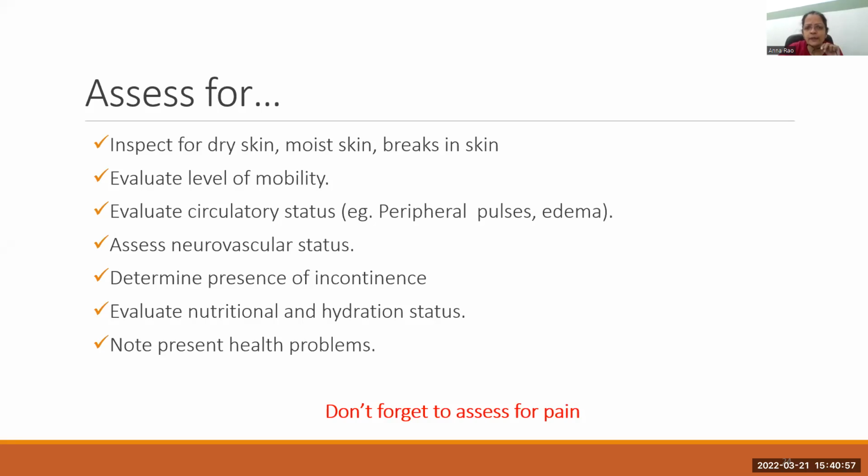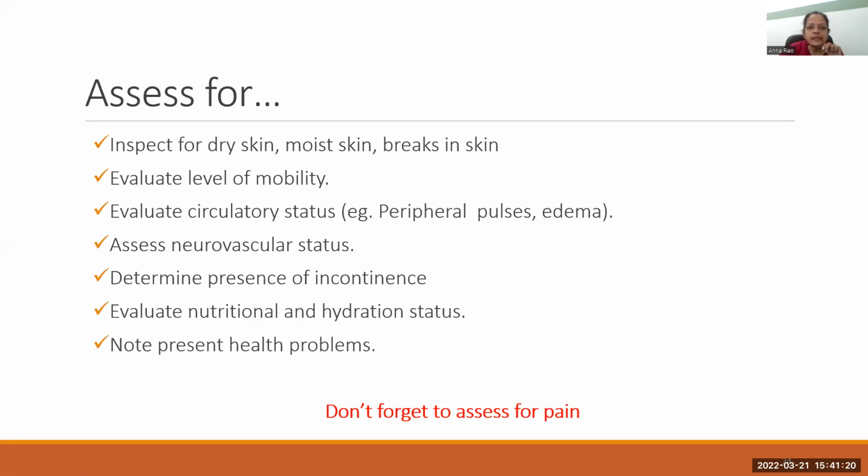Circulatory status of the patient, right? Check peripheral pulses, how good they are, what is normal. This should always be assessed so that we know the area is having good blood supply. Assess neurovascular status of the patient.